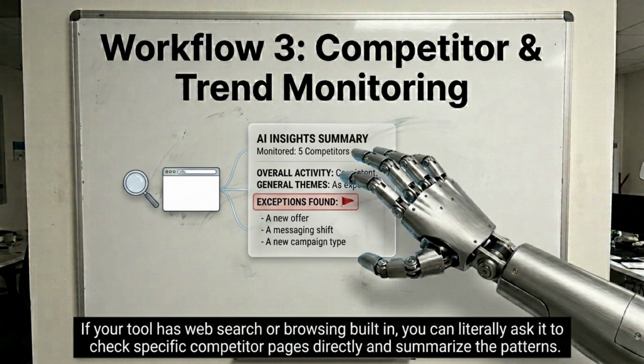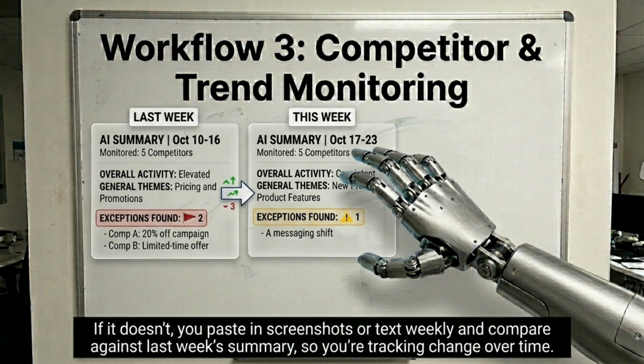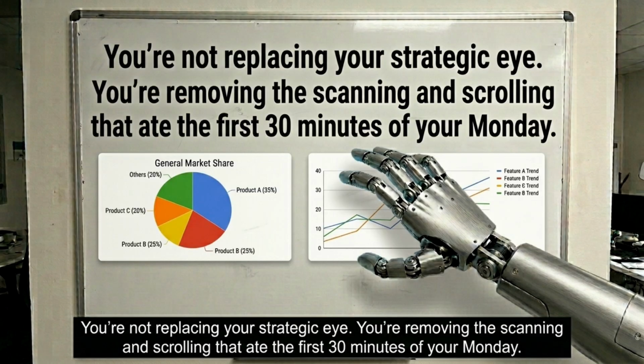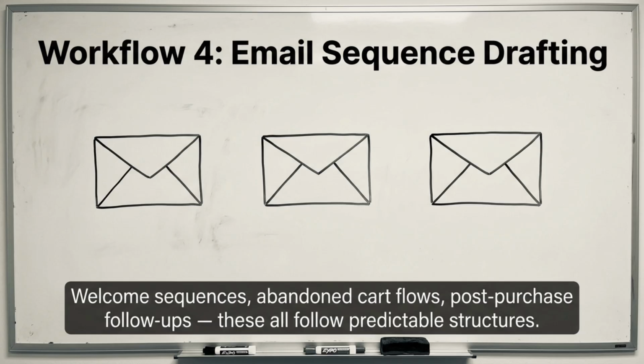If your tool has web search or browsing built in, you can literally ask it to check specific competitor pages or recent posts directly and summarize the patterns. If it doesn't, you paste in screenshots or text weekly and ask it to compare against last week's summary, so you're tracking change over time, not just a single snapshot. You're not replacing your strategic eye, you're removing the scanning and scrolling that ate the first 30 minutes of your Monday.